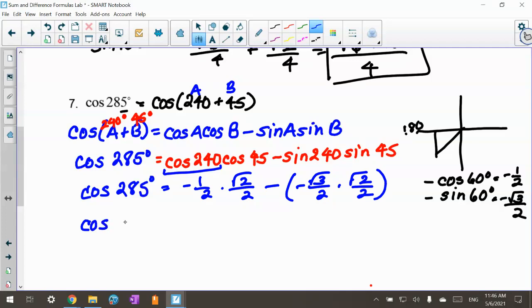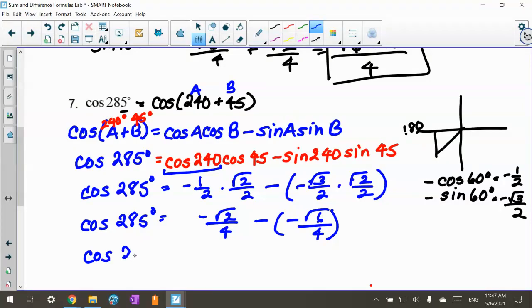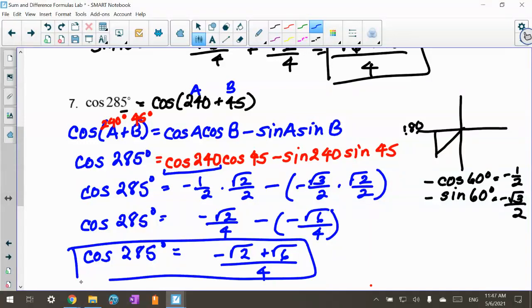So the exact value of the cosine of 285 degrees is going to be negative radical 2 over 4, okay, minus a negative radical 6 over 4, so it turns positive. So the exact value of the cosine of 285 degrees is negative radical 2 plus radical 6 all over 4. And there's my exact value. You could have written it as radical 6 minus radical 2 over 4. It doesn't matter, but I just kind of left it in that order.